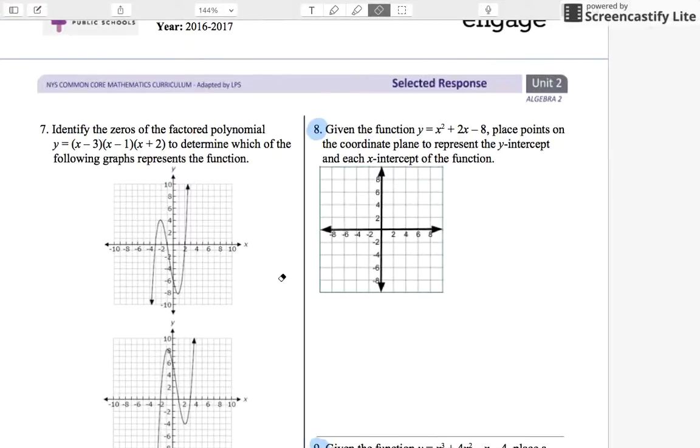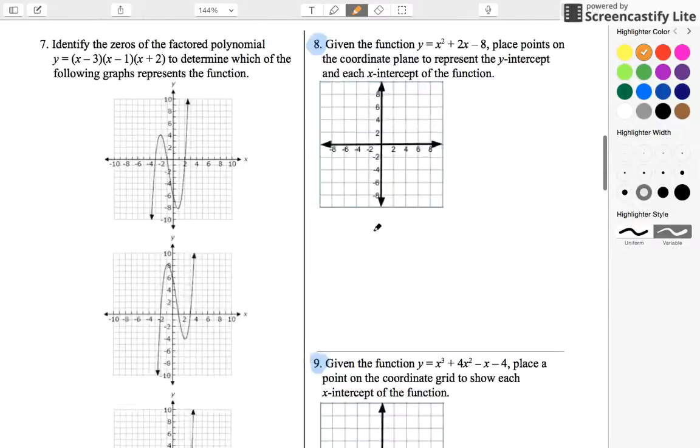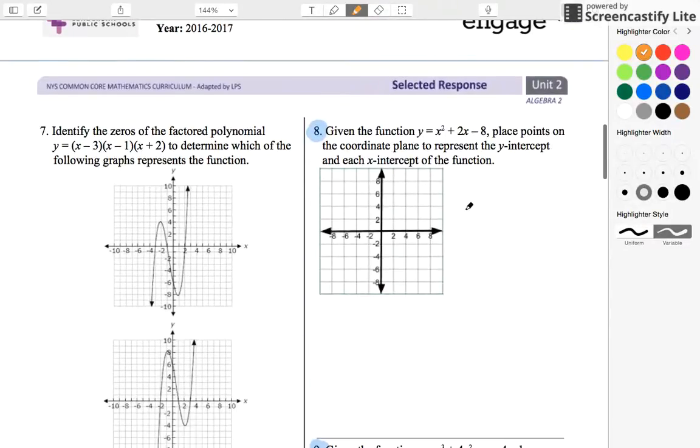All right, cool. I'm going to address the next three problems. Another missed problem was 8 and 9, which was very surprising, but I can see why. Right here, it says, given the function y equals x squared plus 2x minus 8, place points.